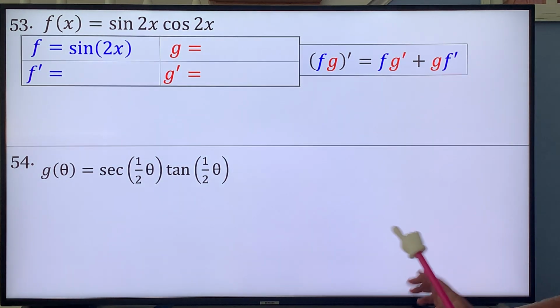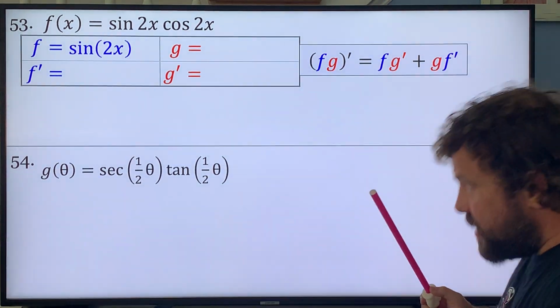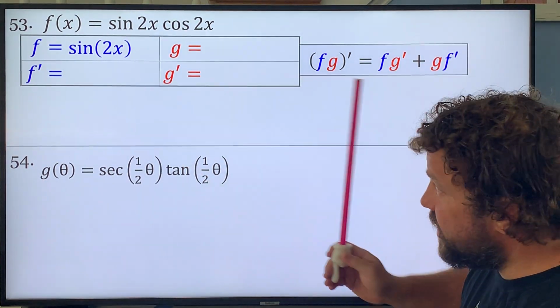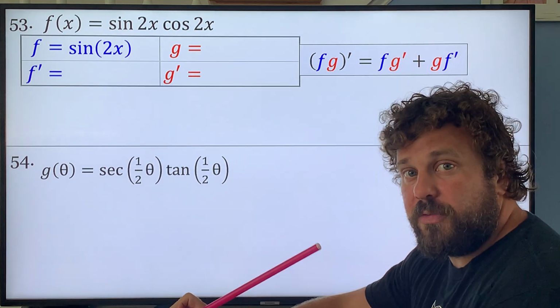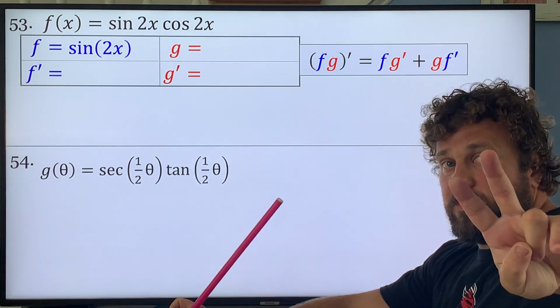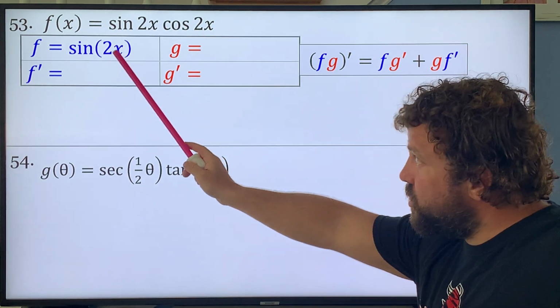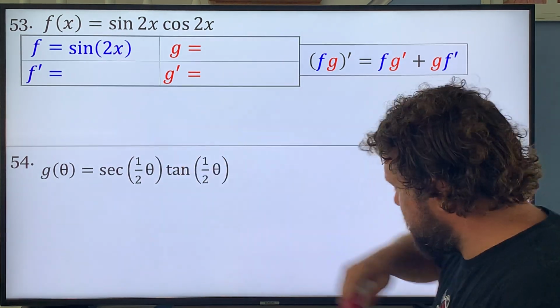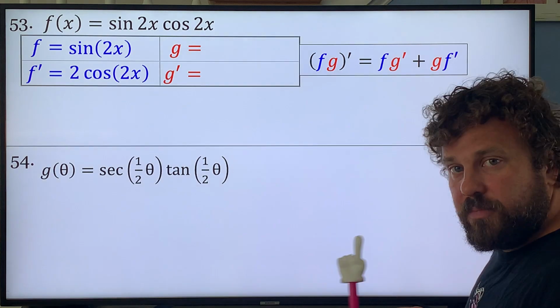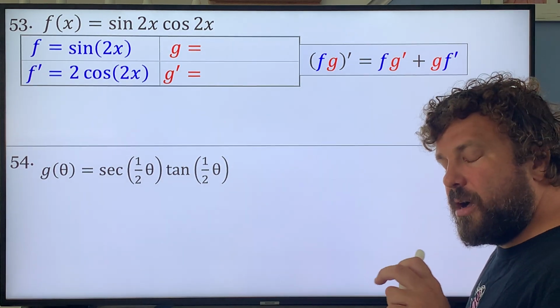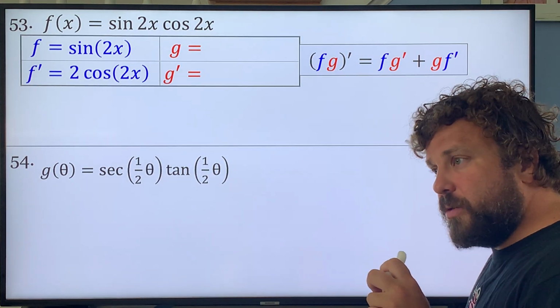Now, let's see if you remember the trick. So the trick is you take the derivative of 2x. Derivative of 2x is 2, right? Derivative of sine is cosine. So it's 2 cosine 2x. See? You don't even need to write out your u's and f of u's.